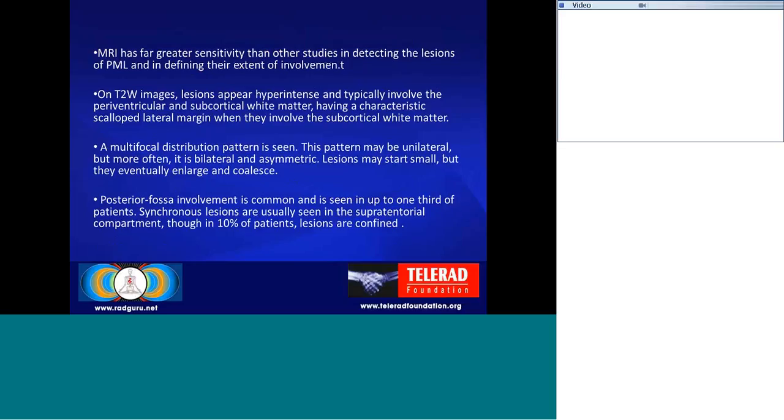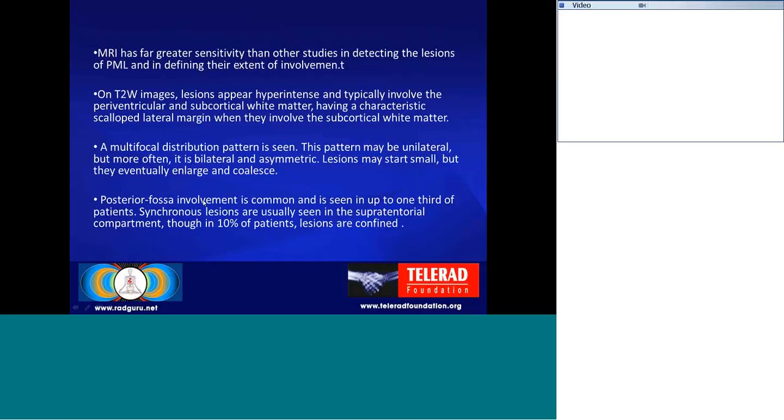MRI has great sensitivity in detecting the lesion. On MR we find hyperintense lesions typically involving the periventricular and subcortical white matter. In PML there will be involvement of subcortical white matter, which demonstrates a scalloped lateral margin. I'll show you the example. And there will be multifocal distribution, and it's bilateral but asymmetrical. In HIV encephalitis it is bilateral symmetrical, but in PML it is bilateral and asymmetrical.